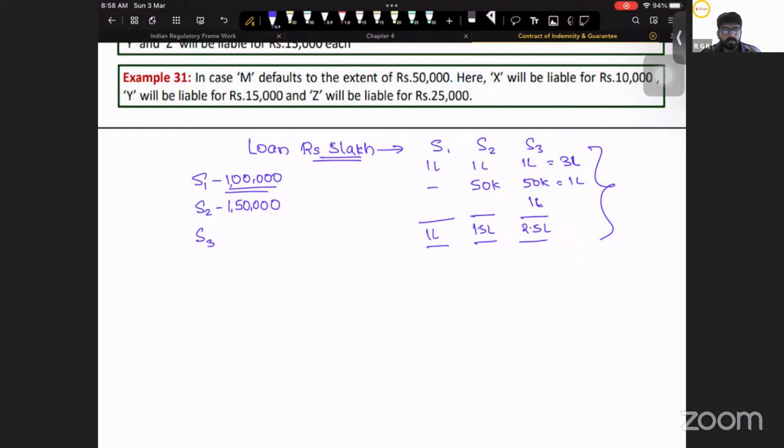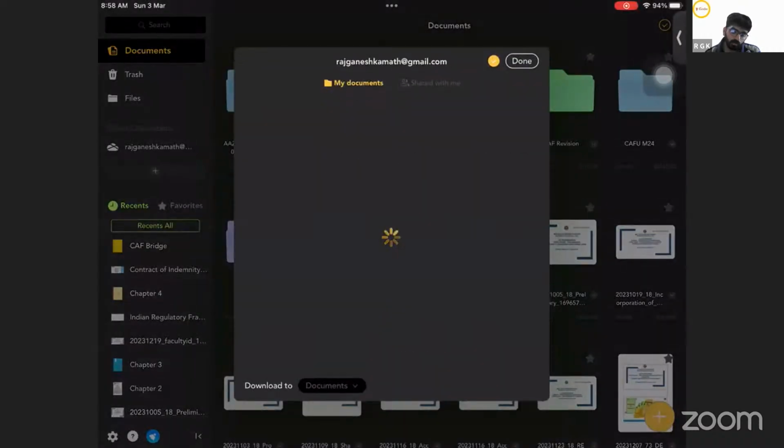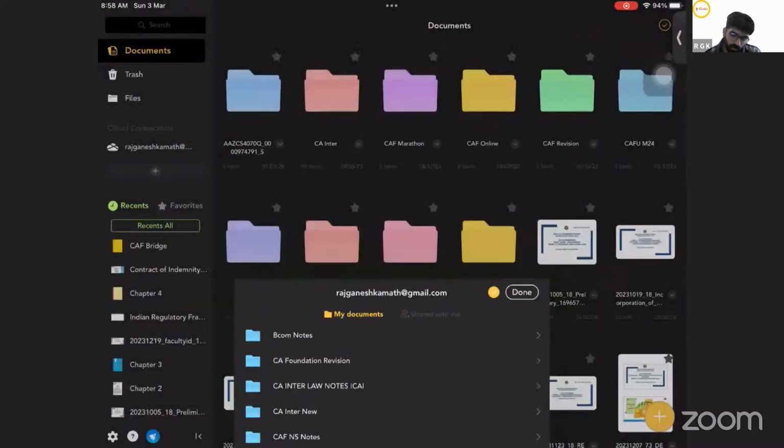That's very nice. Since we have completed the discussion on this particular chapter, we will go through some practical questions and get some idea on how to solve them. I'm not going to solve in detail, but give a basic overview on contract of guarantee and contract of indemnity. Let us solve some questions for our understanding, or to check our understanding of the topic.